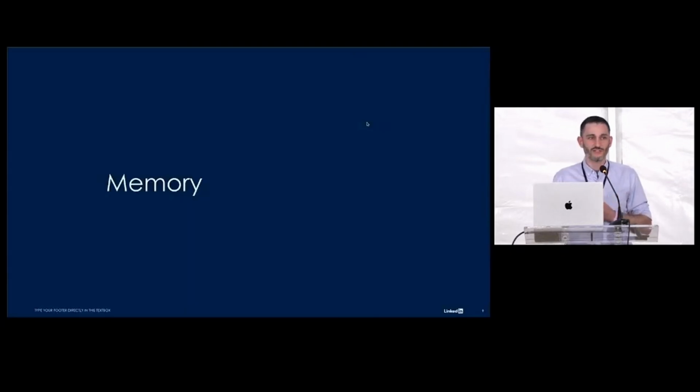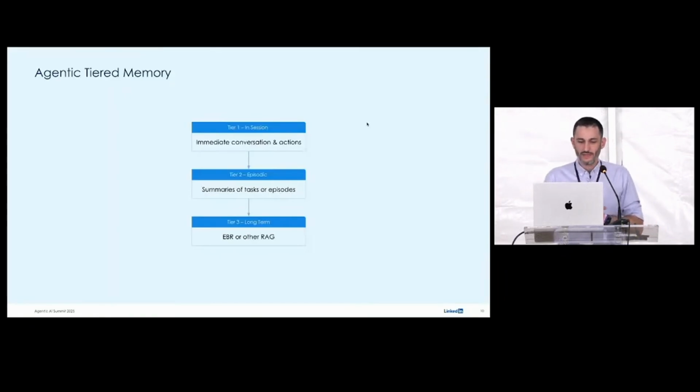The first one is memory. Again, this is a typical memory stack that you might end up with if you're designing an agent within a multi-agent system or not today. You have roughly 3 tiers of memory. The first is your in-session memory. This is your active conversation, messages that the user sent, what you sent to the message, tool calls you made, results from those tool calls.